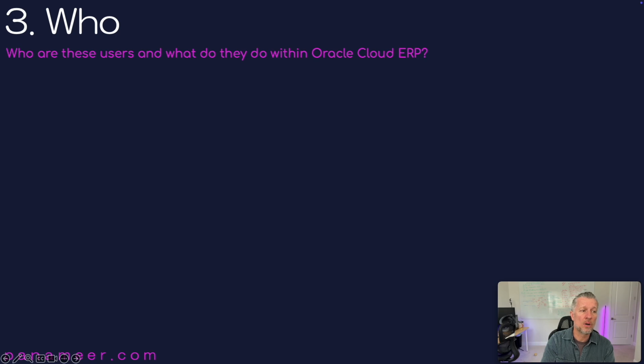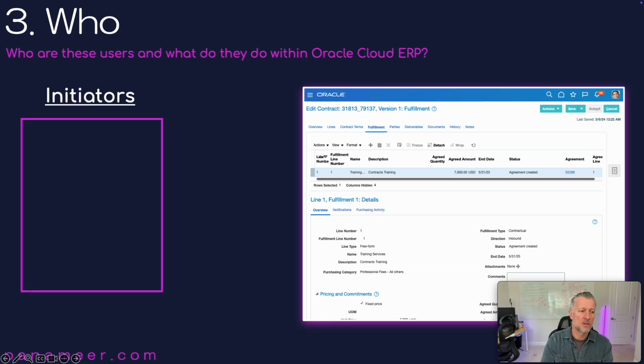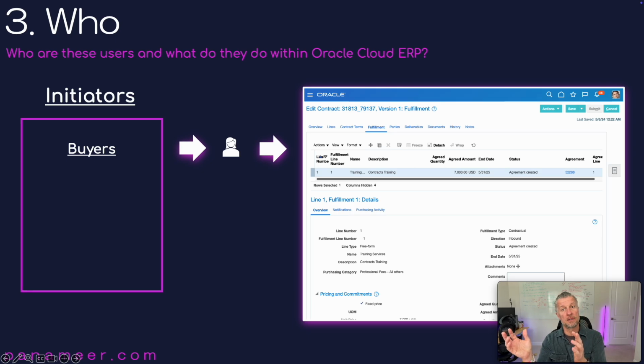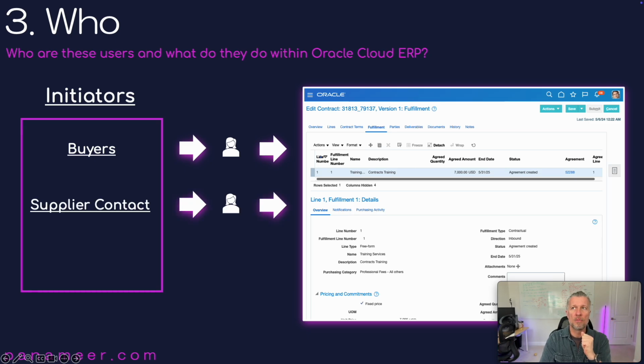Now, who are these users and what do they do within Oracle Cloud ERP? So let me give you a little bit of an example of most of those users. So first, initiators of transactions. We have a buyer, and I'm going to use the example of a contract, right? So the buyer comes in, they author the terms. Then what do they do with those terms? They take them and they can either send them as a Word document in an email, or they can expose the contract to a supplier who comes through the supplier portal so they can see it. And then they can edit the contract that way. So 2 different types of users.